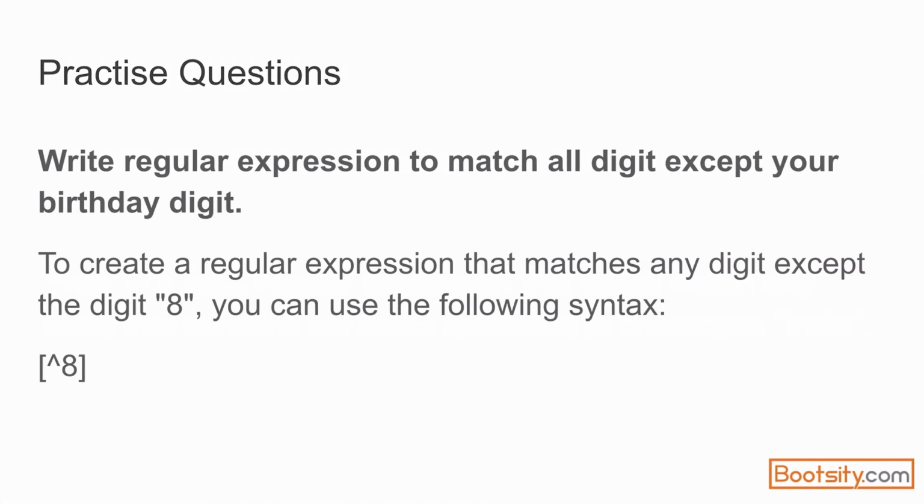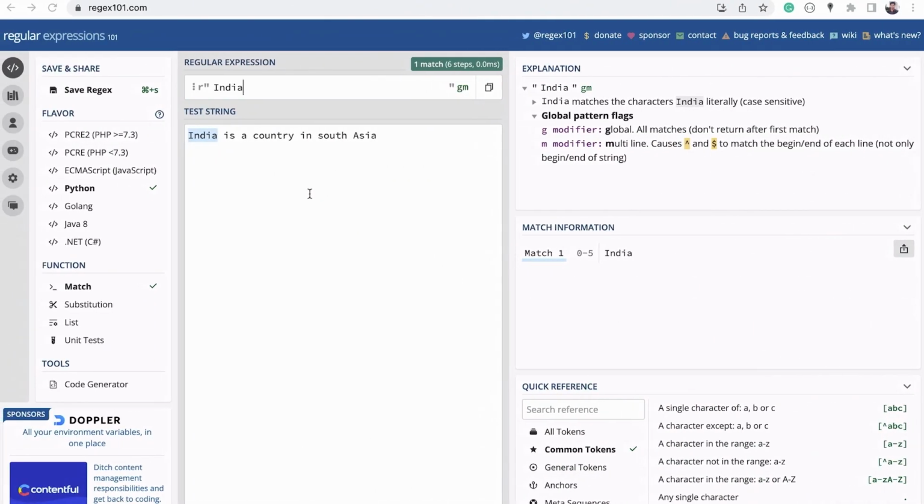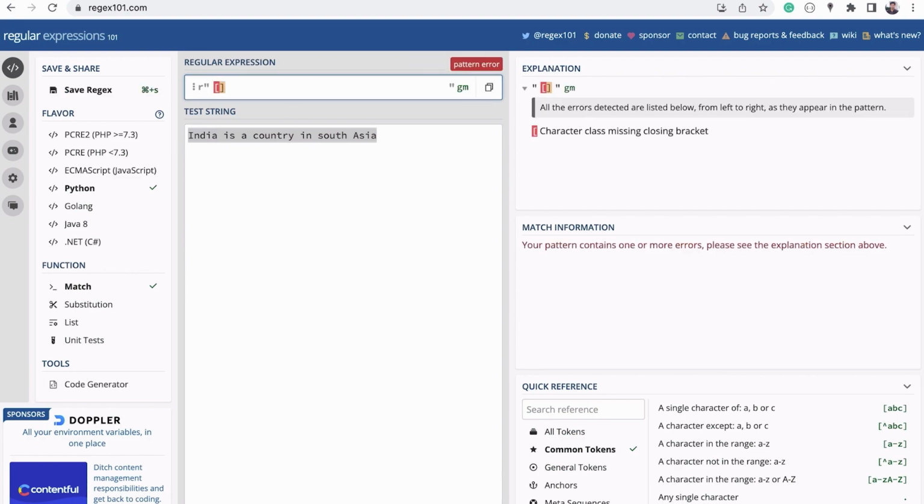The next practice question was to write a regular expression to match all digits except your birthday digit. Okay, so let's say my birthday is 1st of July. So I want to match all the digits except 1.